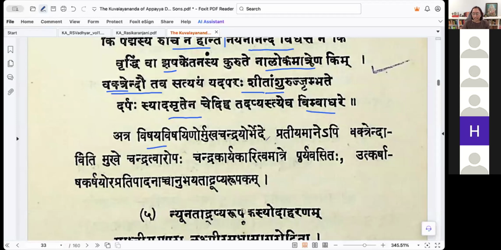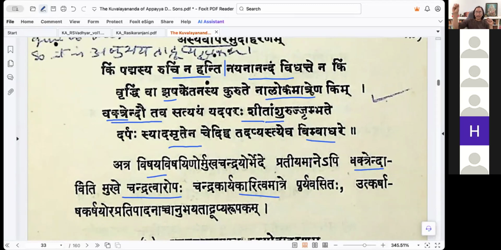So mukha chandrayoho bhede pratiyamane api, vaktrendau iti mukhe chandratva aropaha kriyate. So the chandratvam, or the aspect of being chandra, is being superimposed upon the vaktram. Chandra karya karitva matre paryavasitaha. So what all work that the moon can do, can achieve, we are only saying that work can be achieved by this vaktram also. We are not talking about the other qualities.